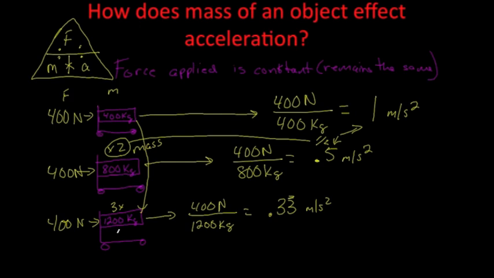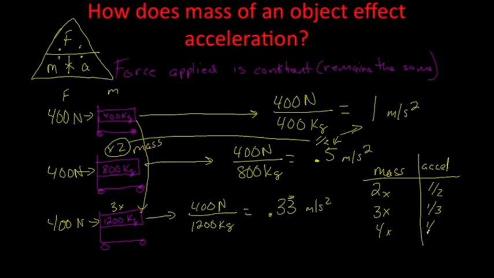Okay, so if you remember, Newton's second law said if you double the mass, you halve the acceleration. If you triple the mass, you third the acceleration. It's an inverse proportion. So here you'll see, if we did a t-chart with mass and acceleration, if you double the mass, you halve the acceleration. You triple the mass, you third the acceleration. You quadruple the mass, you fourth the acceleration. Okay? So you'll see this is called an inverse proportion.